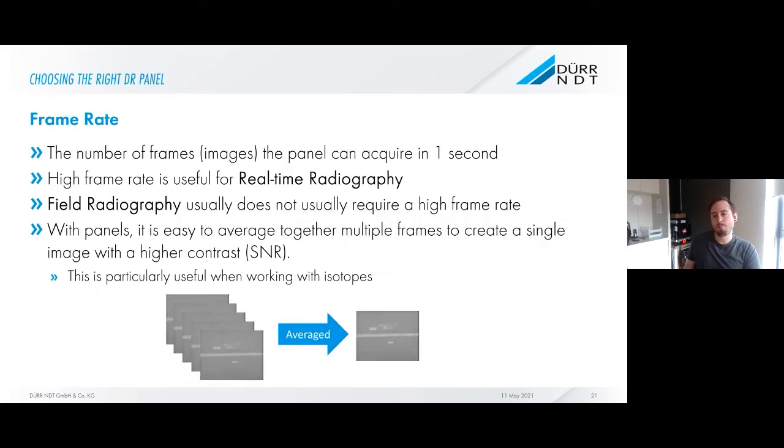This one is really more important for real-time radiography. The frame rate is how many frames the panel can acquire in 1 second. So you may know with panels, you can average the frames together and get a higher contrast image, higher SNR, which is nice, especially when you're working with isotopes. And the frame rate can help you here. So just something to keep in mind, but generally for field radiography, we don't particularly worry too much about this.